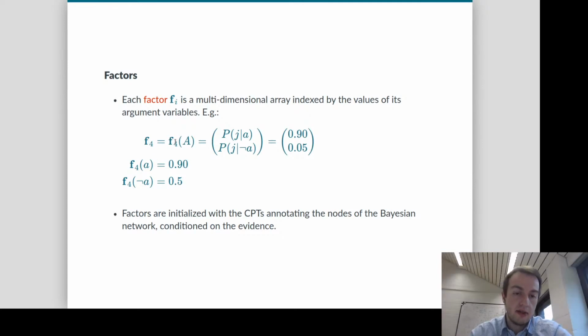Then when I write this factor with an uppercase letter, I always mean a tensor or some kind of array. If I put as argument a lowercase letter, then I mean that I want to access some particular value in this tensor. So for example, f4 of lowercase a would be that I want to access the entry in this factor which corresponds to the positive value for a, which is this one, and the same for the opposite value, not a, would correspond to this entry.